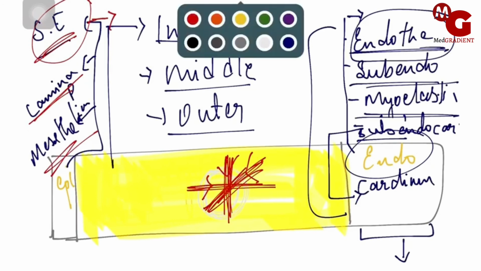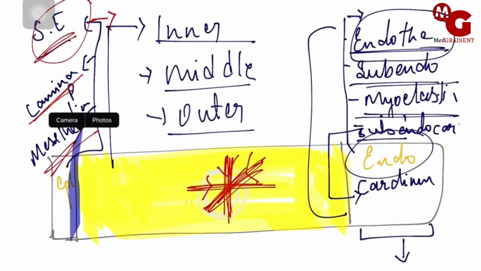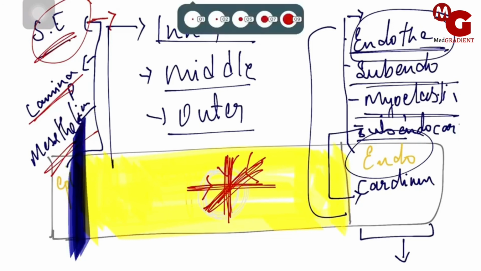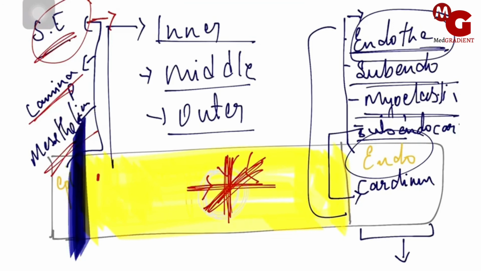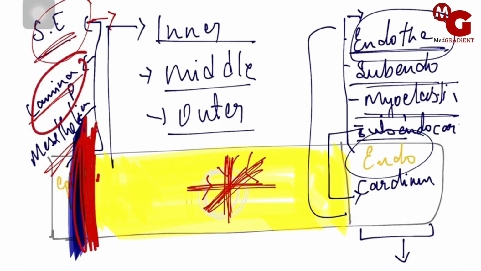Where are they found? In the junction between the epicardium and myocardium. Again, the coronary arteries are found in the junction of the epicardium and myocardium, in the subepicardial layer of the epicardium, right? Then, as I told you, we have the lamina propria and the mesothelium.